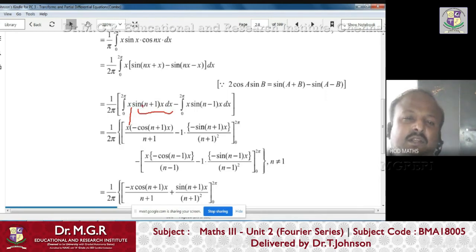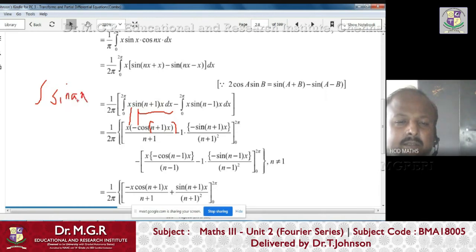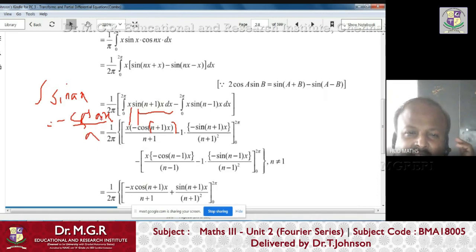So the integral of sine is minus cos. N plus 1 of x is like cos ax divided by a. This n plus 1 comes because we know the integral of sine ax is minus cos ax divided by a. That a is nothing but your n plus 1. So it is minus cos ax by a, so cos n plus 1 of x by n plus 1.